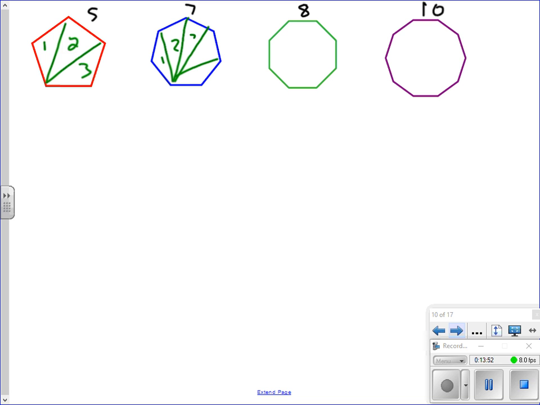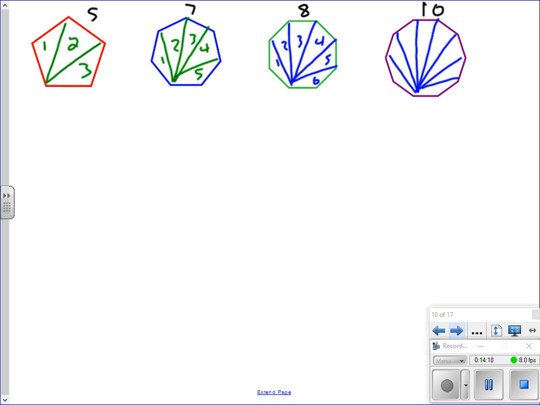One, 2, 3, 4, 5 triangles. 8-sided shape, we can make 1, 3, 4, 5. That's 1, 2, 3, 4, 5, 6 triangles. And a 10-sided shape, if we start in one spot and go to all the other ones, we can make 2, 3, 4, 5, 6, 7, 8 triangles with. Notice that there's a bit of a pattern forming.